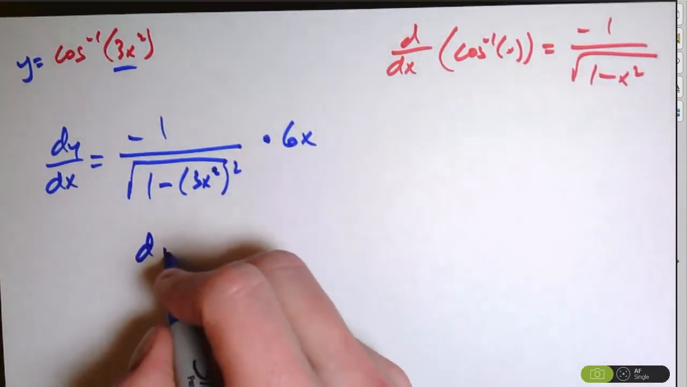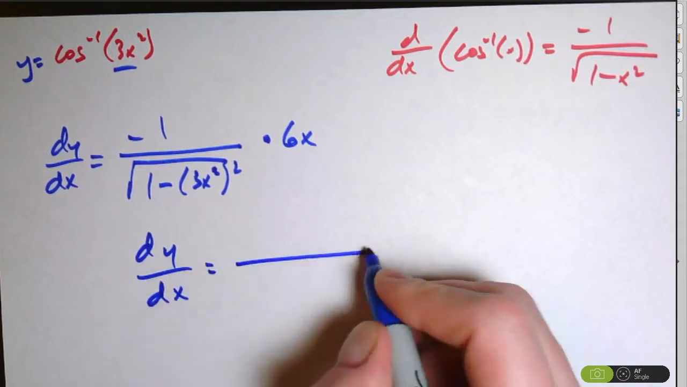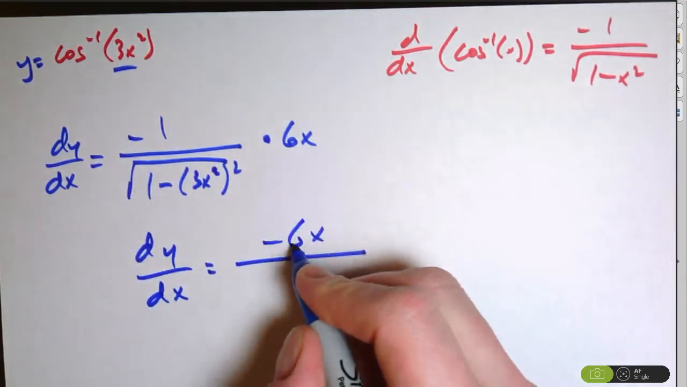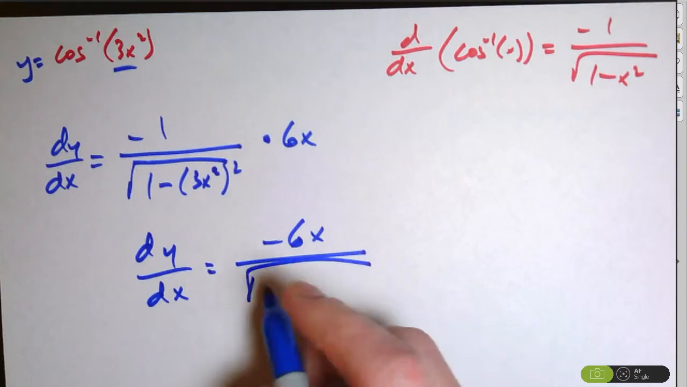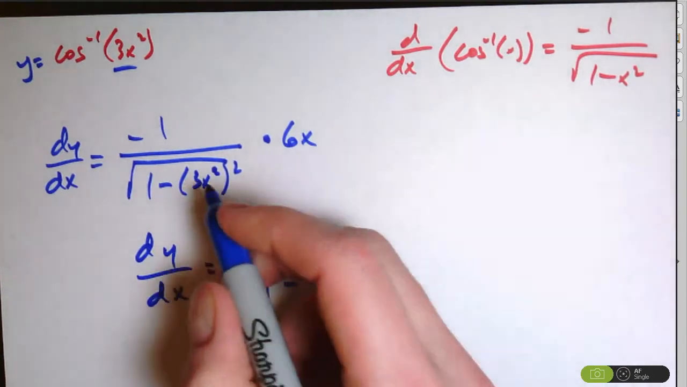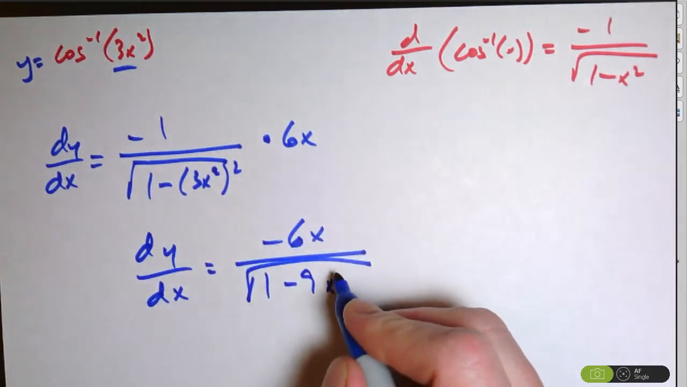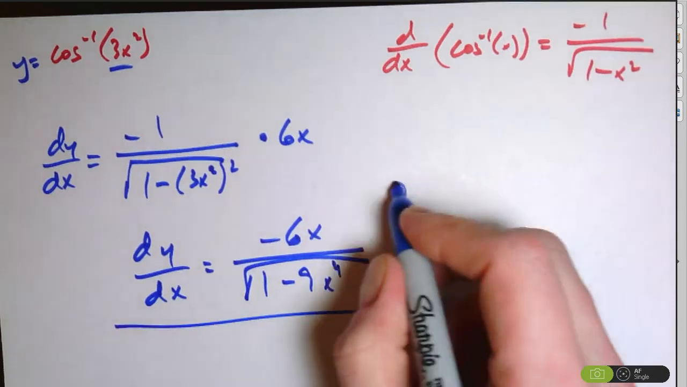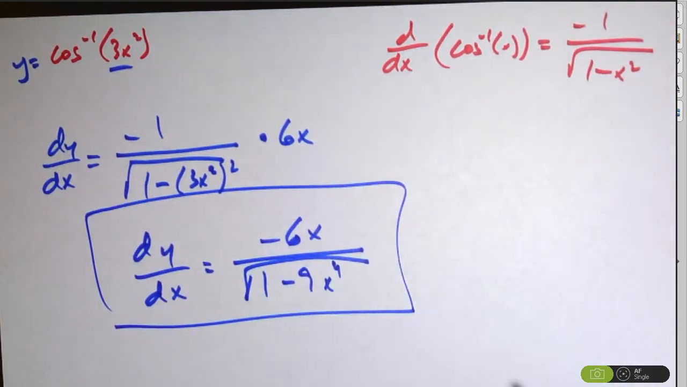So that gives us then really negative 6x on top. The denominator is 1 minus 3 squared, which is going to be 9, times x squared squared, which is going to be x to the 4th. There we go.